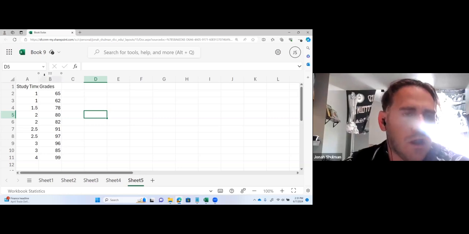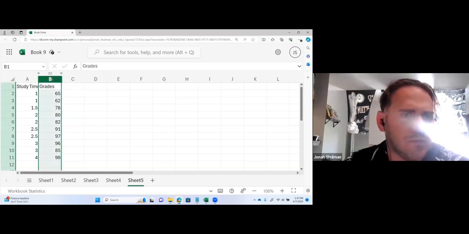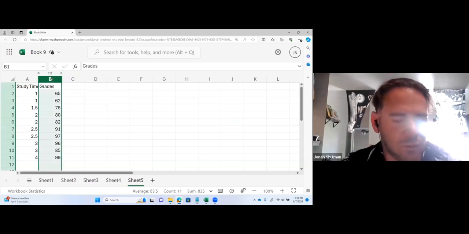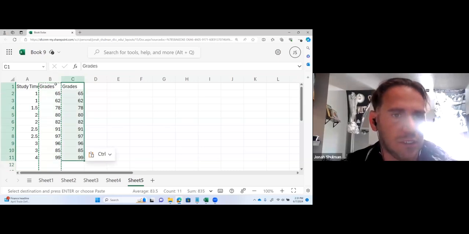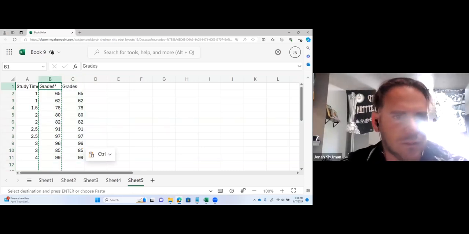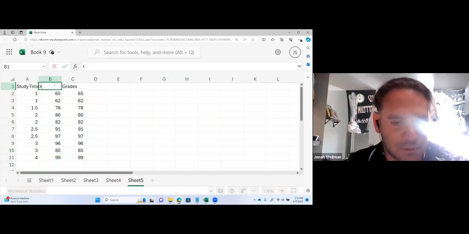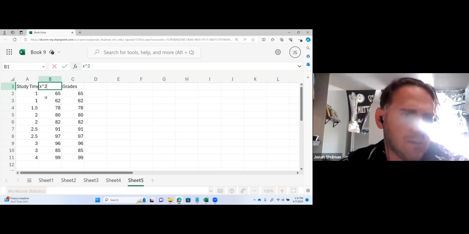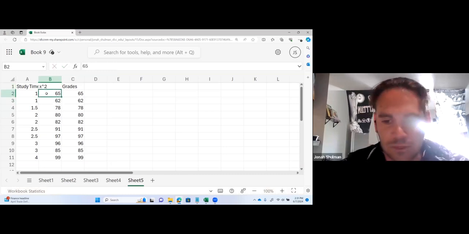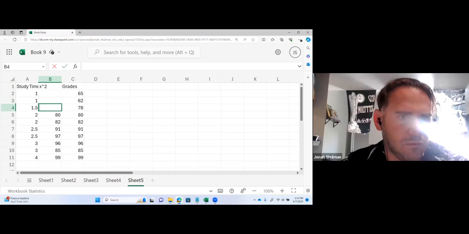Okay, so the first thing I want to do is have a squared term. So I'm going to take this column and put it here. And I want to make this my X squared term, because we know we're going to need these squared. So that's the first move I'm going to do.